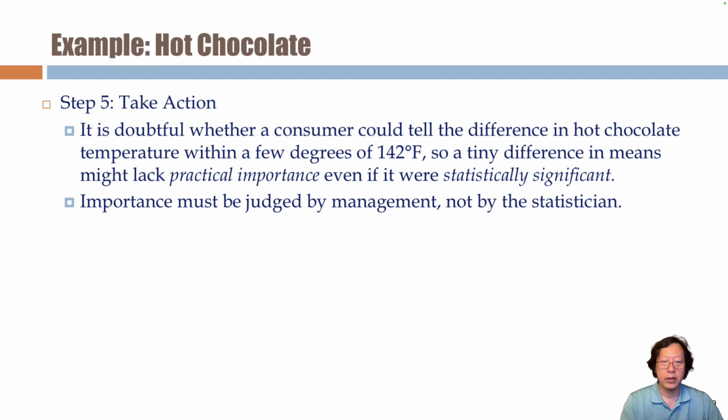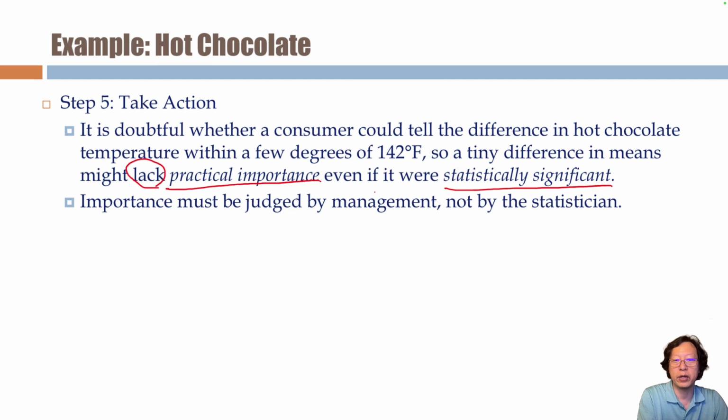So take an action. It is doubtful whether the consumer could tell the difference in the hot chocolate temperature. So a tiny difference means it's of critical importance, even if it's statistically significant. So what it means is that even if our result is statistically significant, practically this is a lack of practical importance.